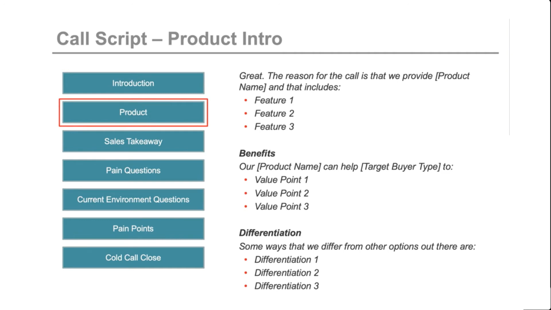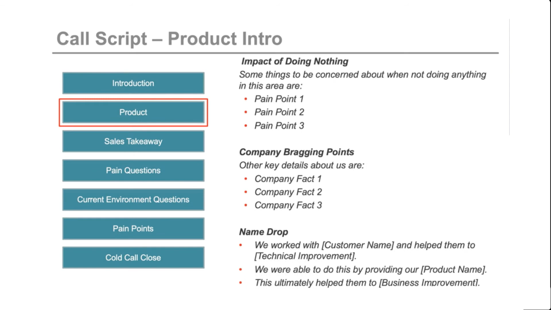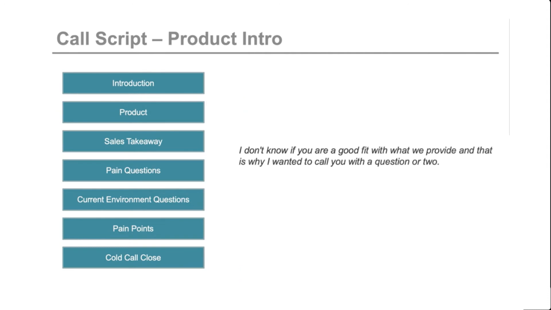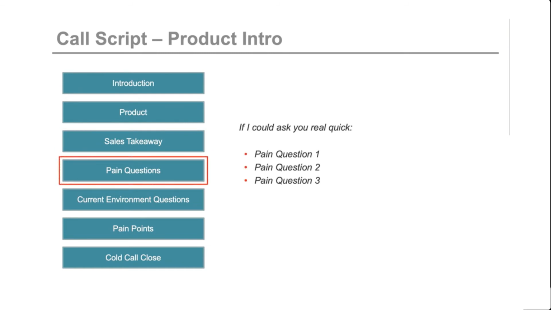Well, great. Well, the reason for my call is we offer service XYZ. What that basically includes is we'll do this for you, we do that for you, and we do this for you. And then here are other details about your product that you could share. Of course, you wouldn't want to say all of that. We're just giving you the different options of what you could say. But I don't know if you're a good fit with what we provide, and that's why I was calling with a question or two, if I could ask you real quick. And then the rest of the call script is pretty much the same.